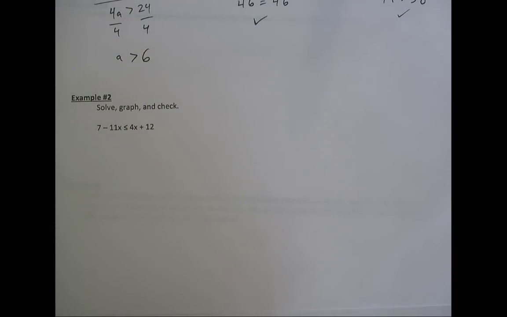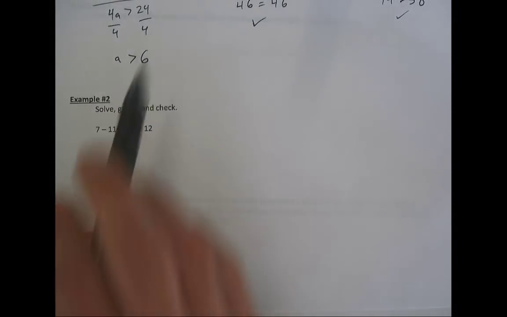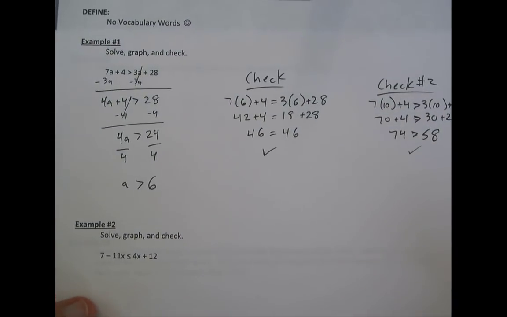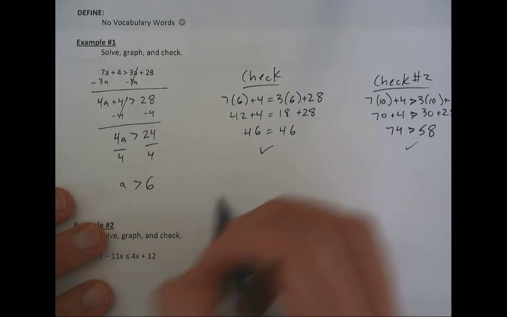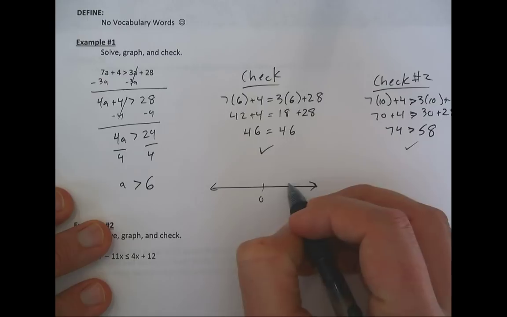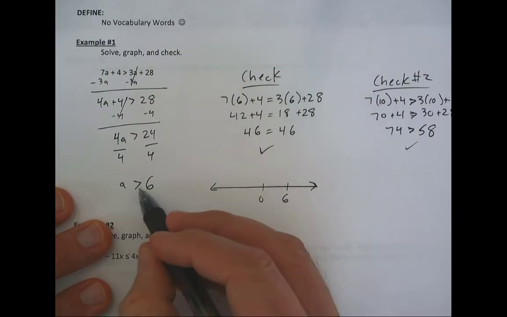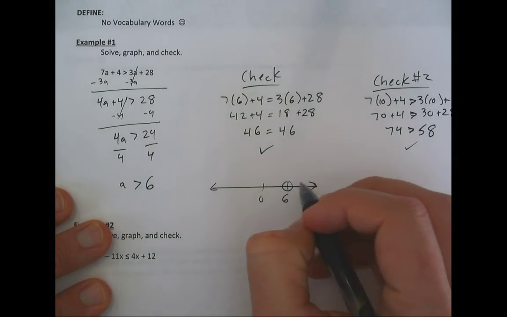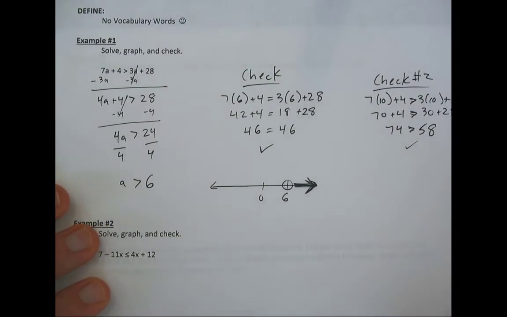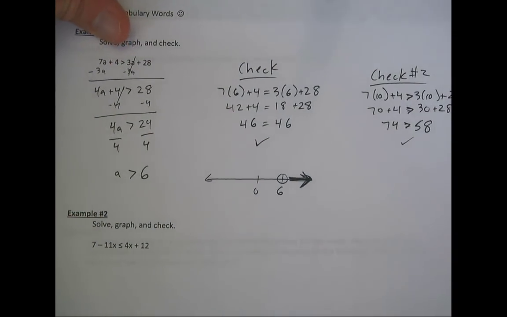So taking a look at this one, very similar. Okay, so if we go back to example number 1 for a real quick sec, we forgot to graph. So if we wanted to graph this, here's 0, so positive 6 is up here. It says greater than, it's an open circle, so it doesn't include the 6. We know how to do this. Okay, so there's our graph. So let's not forget to do that on number 2.